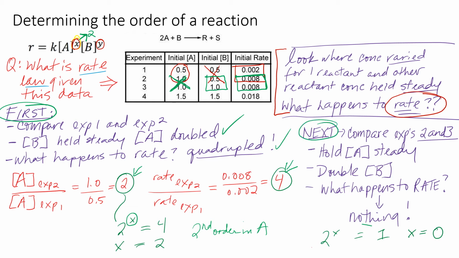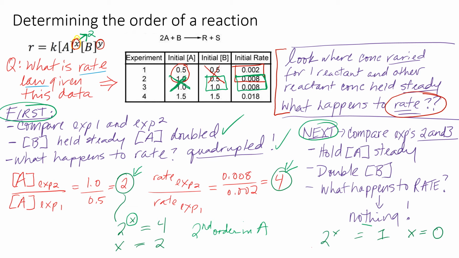Next, we're going to compare experiments 2 and 3. So now we're going to hold A steady while we're doubling B. What happens to the rate when we double B? We just said it a moment ago. If you go back and look at experiments 2 and 3, we double B, nothing happens to the rate.